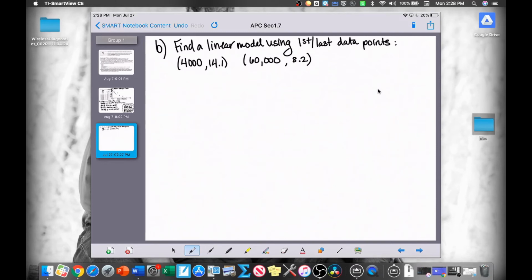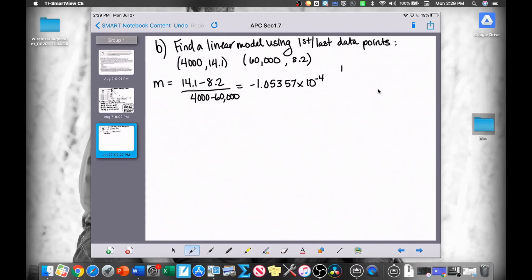Okay, so basically this is algebra 1. You have 2 ordered pairs. First you find slope, then you do point slope form to write your linear model. So my slope is going to be 14.1 minus 8.2 divided by 4,000 minus 60,000. And I grab my calculator and I get a slope of negative 1.05357 times 10 to the negative 4th. So a very tiny negative slope.